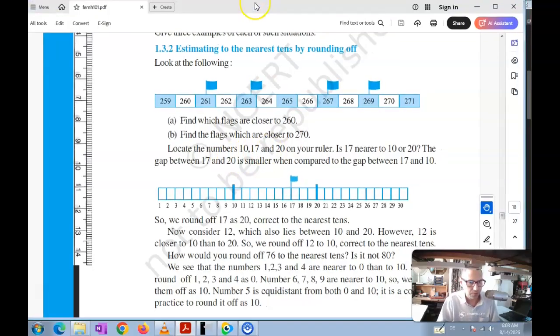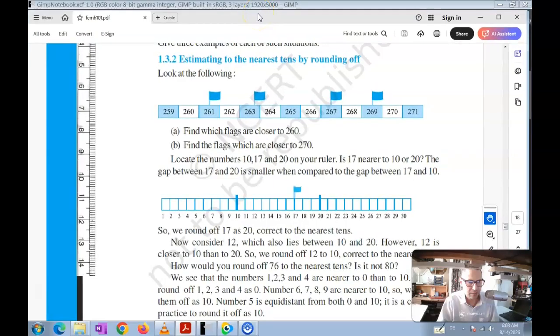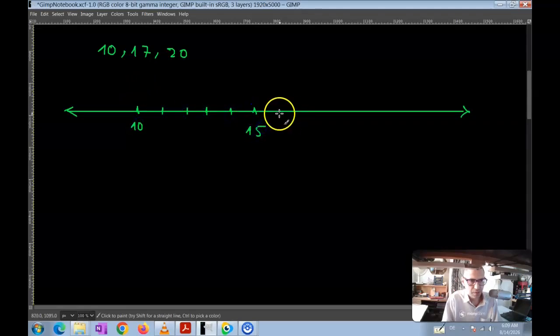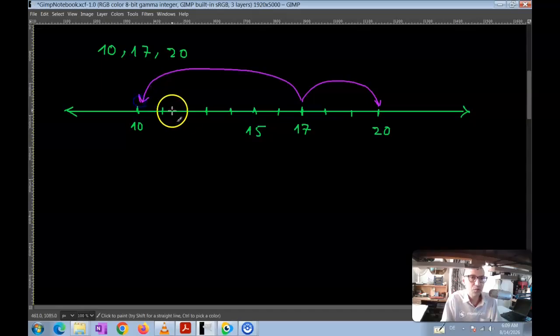Now for the numbers 10, 17 and 20, on a number line we will have 10, 11, 12, 13, 14, 15, 16, 17, 18, 19 and 20. And the number 17 is right over here, right? The number 17 is much closer to 20 than it is to 10, right?